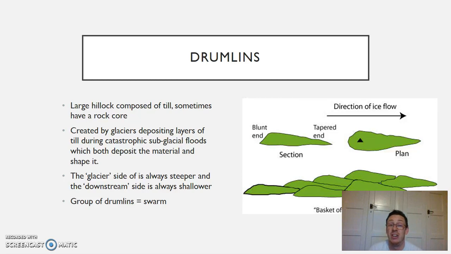It's a large hillock. Now, by hillock we mean it's an uplifted area of land, but it's not as big as a hill. So we're talking about something that's going to be 10 metres or so high. Mainly composed of till, or boulder clay. Sometimes they've got quite a rocky, solid core, sometimes they're made entirely of boulder clay.